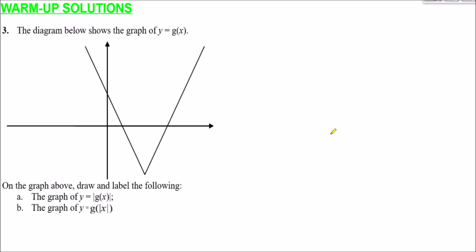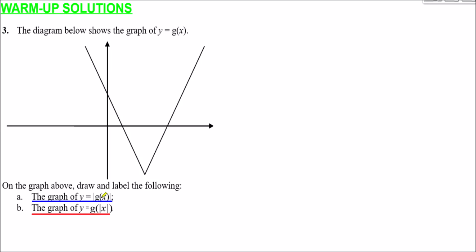Question 3. For the warm-ups, we have a diagram below showing the graph of y equals g of x. We're asked to draw and label the graph of y equals g of x all modded, and then also the graph of g of mod of x. So in blue, I'm going to do the graph of g of x all modded, and in red, the graph of g of mod of x.